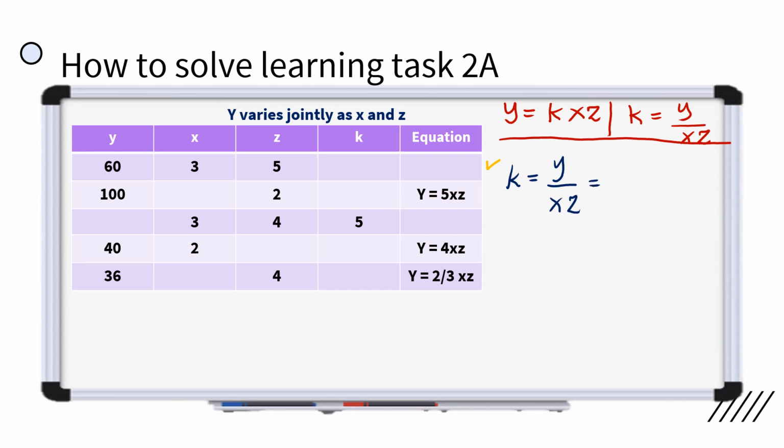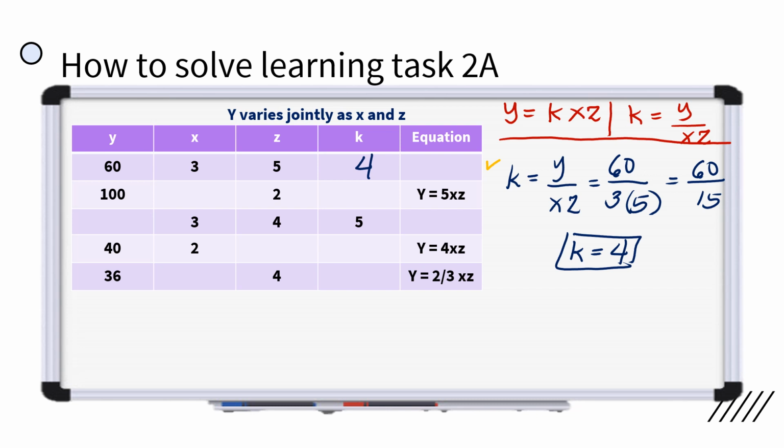So, your y is 60, your x is 3, and your z is 5. So you have 60 divided by 3 times 5 is 15. So to find that, k is equal to 60 divided by 15 is 4. So ang value ng constant natin dyan ay 4. So I hope nakita nyo kung paano natin gawa yung first line.